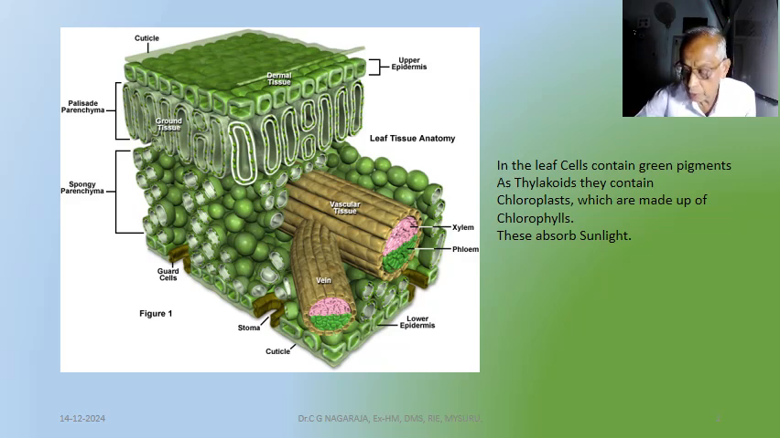I have given to you. If you understand this diagram carefully, you see the textbook and then understand, then you find this is the cross section of a leaf. When you look at this cross section of a leaf, you find cells, and these cells contain what they call green pigments, and these green pigments are called thylakoids, and they contain chlorophyll, which absorb sunlight.